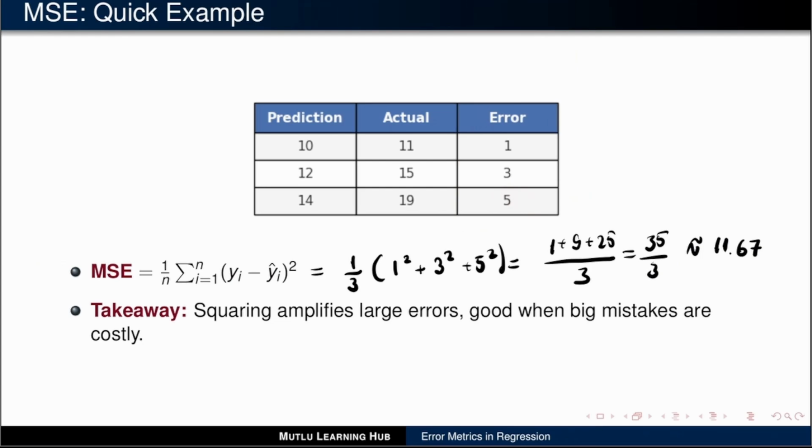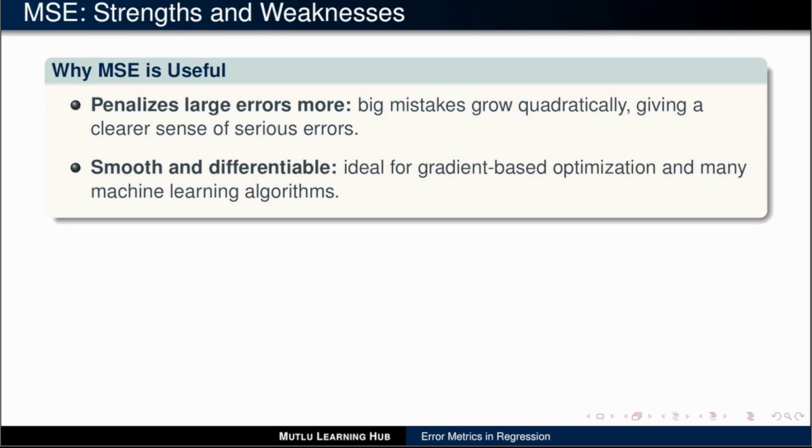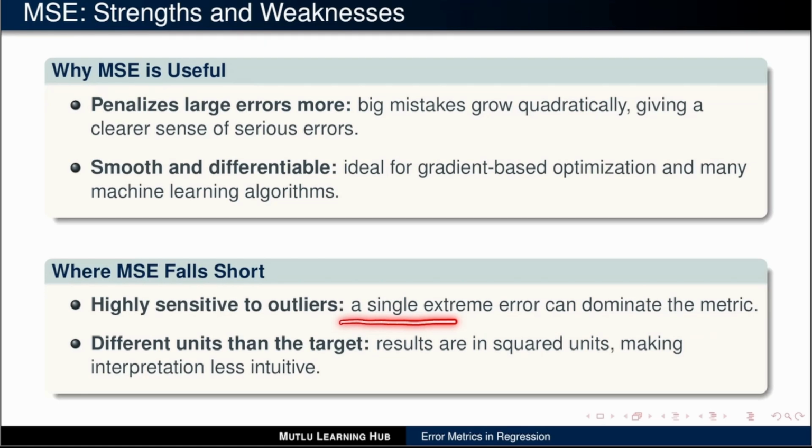Now let's focus on its strengths and weaknesses. It's useful because it penalizes large errors more. Also, since it's differentiable, it's ideal for gradient-based optimization and many machine learning algorithms. In practice, a single outlier can dominate everything. Also, the units become squared, so it's less intuitive.